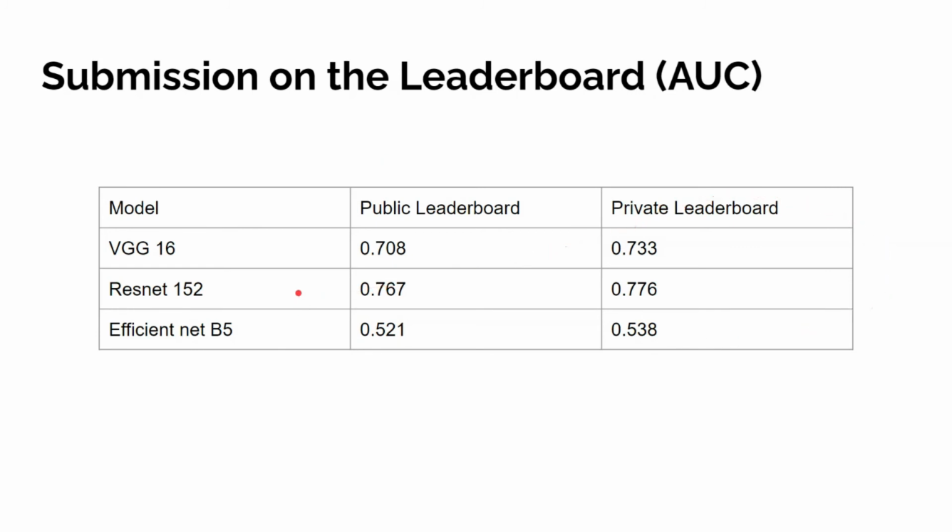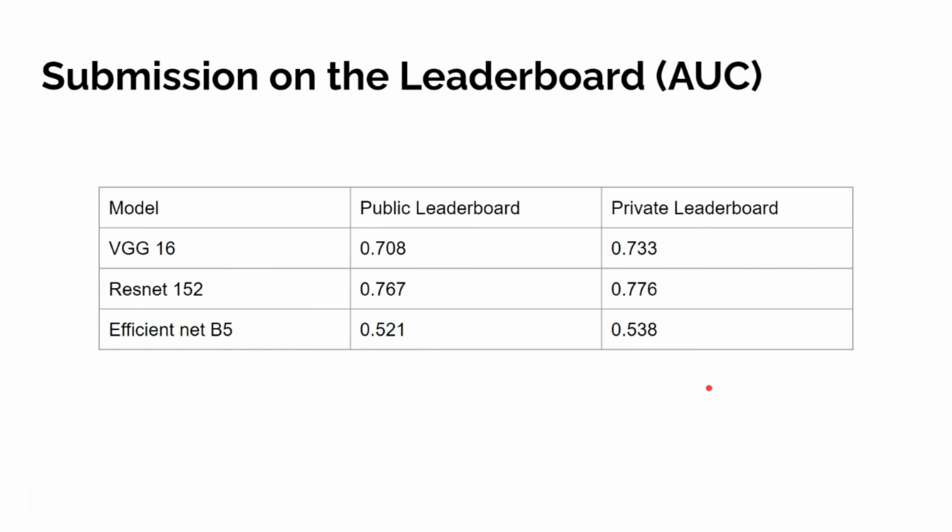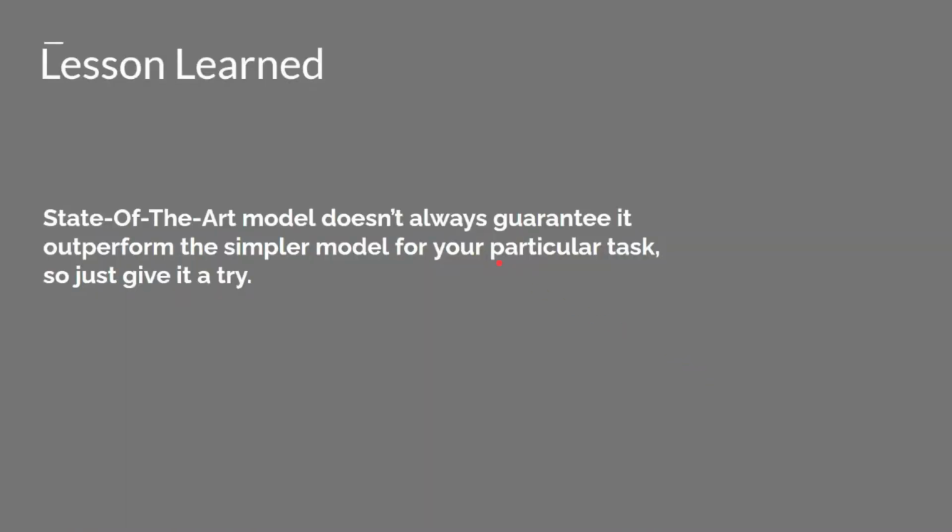We do expect that ResNet performs better than VGG16, as you can see here in the AUC score, but we don't expect that EfficientNet will be worse than both of them. After this project, there's something that we learned. State-of-the-art models don't always guarantee they outperform simpler models for a particular task. So just give it a try.